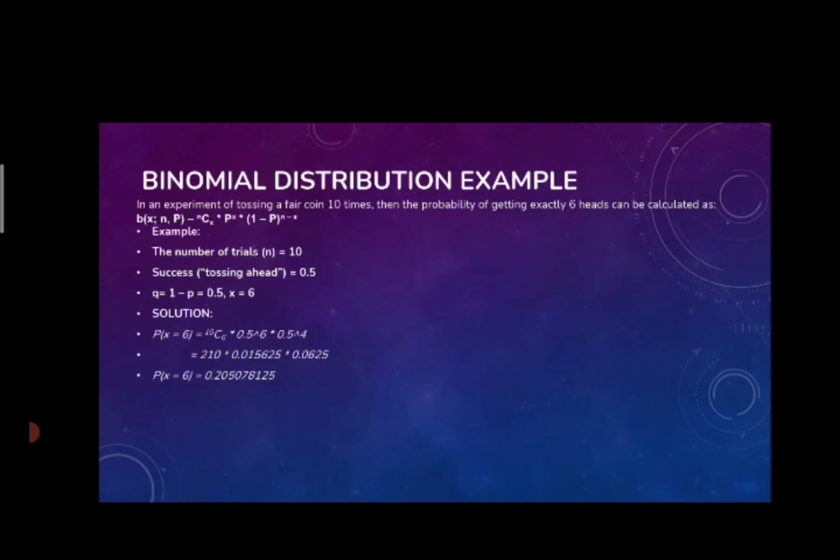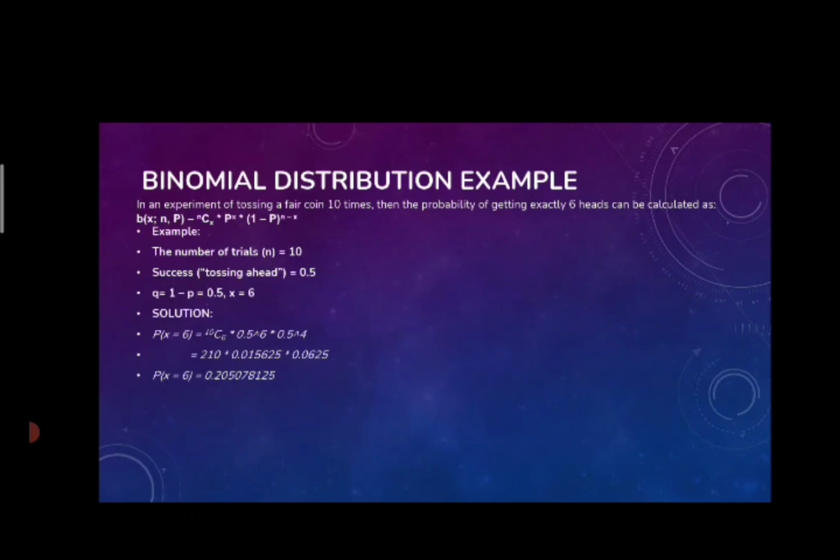Let's see an example about the binomial distribution. Suppose in an experiment of tossing a fair coin 10 times, the probability of getting 6 heads can be found by this: b of x, n, p is equal to nCx into p^x into (1 minus p)^(n minus x). Here n is equal to 10, the number of tosses. Tossing a head is a success, which is 0.5, which means p is equal to 0.5. And p plus q is equal to 1, so q is equal to 1 minus p, that is equal to 0.5. x is equal to 6. So the solution is P of x is equal to 6: 10C6 into 0.5 power 6 into 0.5 power 4.